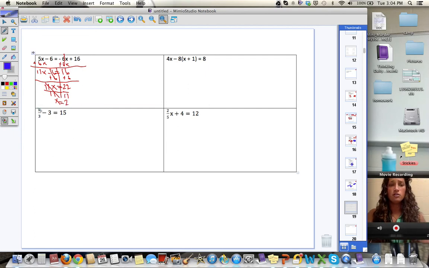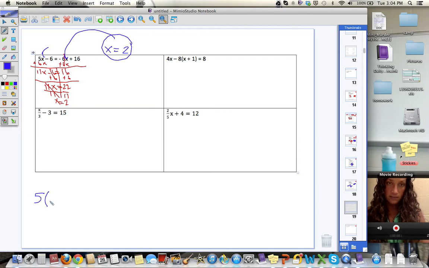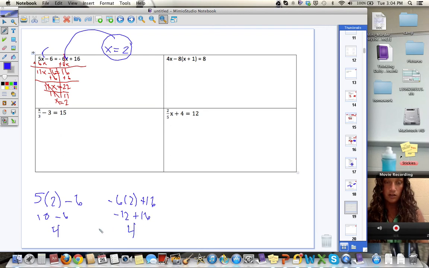To check if you're right, you can always check, and I'm going to show that down here. All you're doing is taking that value, x equals 2, and plugging that in for both values of x and seeing if it gives you a true statement. So that first side on the left, it would be 5x, but x is 2, so 5 times 2 minus 6. 5 times 2 is 10, 10 minus 6 is 4. Now let's go on the right. So I have negative 6 times 2 plus 16. Negative 6 times 2 is negative 12. Negative 12 plus 16 is 4. So 4 equals 4, that's true, I know I'm right.